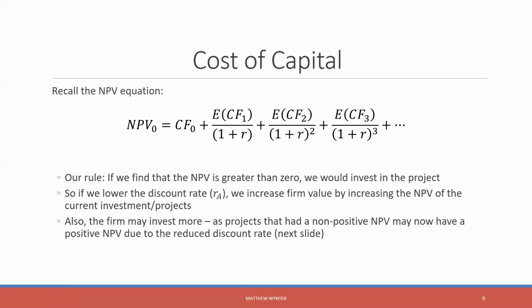So if we lower the discount rate, R_A, we increase firm value by increasing the NPV of the current investment projects. Think about it. If the denominator in all of these series becomes smaller, then the present value of those expected cash flows increases. So we increase the NPV. Also, the firm may invest more, as projects that had a non-positive NPV may now have a positive NPV due to the reduced discount rate.